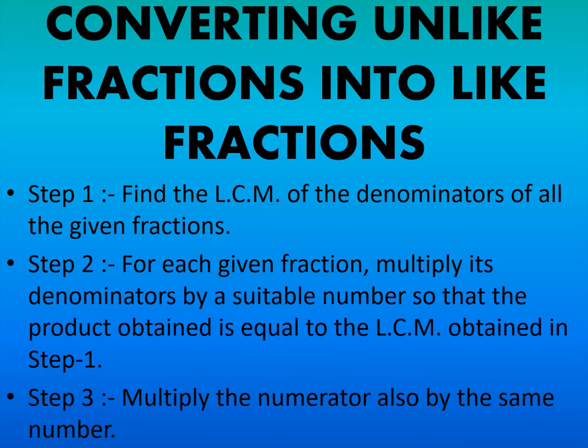Converting unlike fractions into like fractions. So for this, step 1 is find the LCM of the denominators of all the given fractions. Step 2 is for each given fraction, multiply its denominator by a suitable number so that the product obtained is equal to the LCM obtained in step 1. Step 3 is multiply the numerators also by the same number.